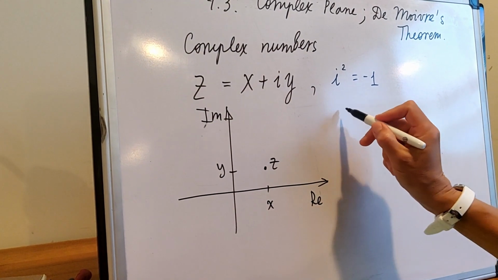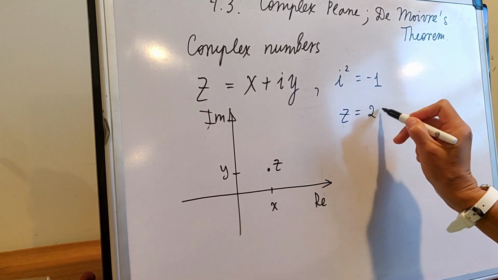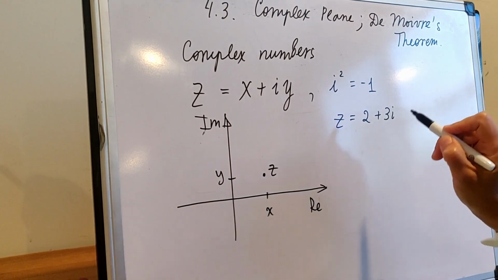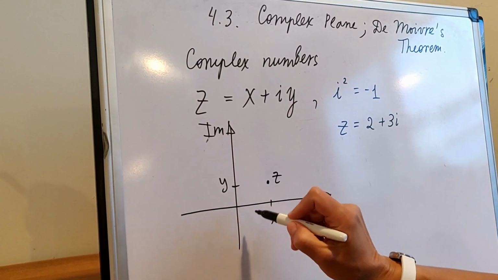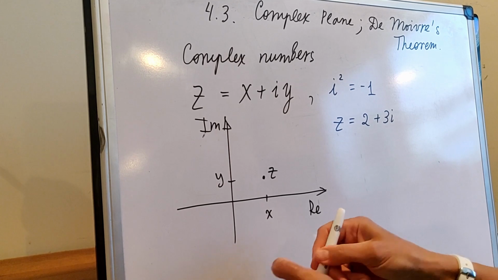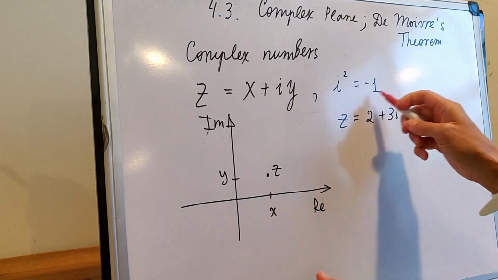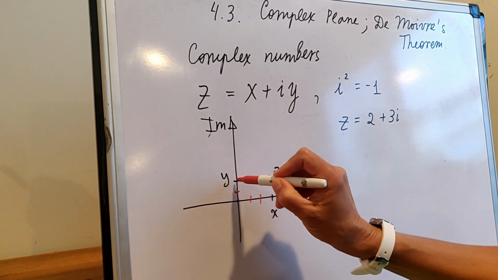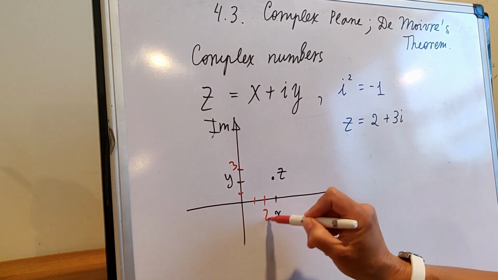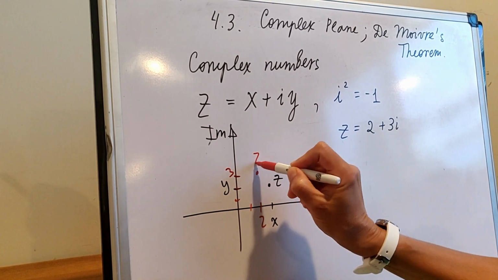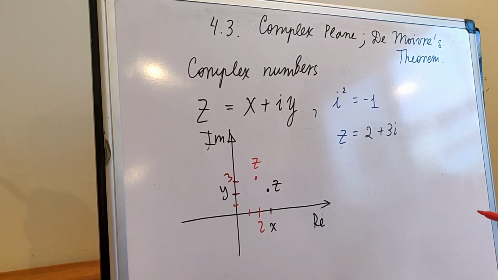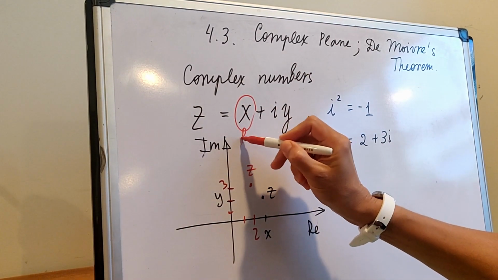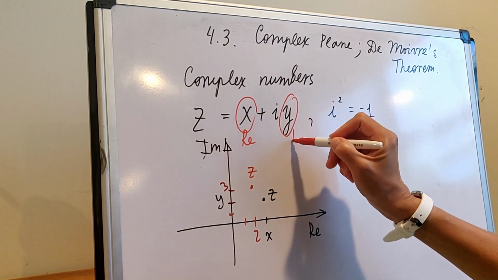For example, z equals 2 plus 3i. So you see that x equals 2 here and y equals 3, so I'm going to measure 2 units here. Well, let me take a different marker so we'll see this specific number, like 2 units here and 3 units on the y-axis, so it's 3 here and 2 here, and my number z is going to come over here, the red. So this one is called the real part, and this is called the imaginary part.